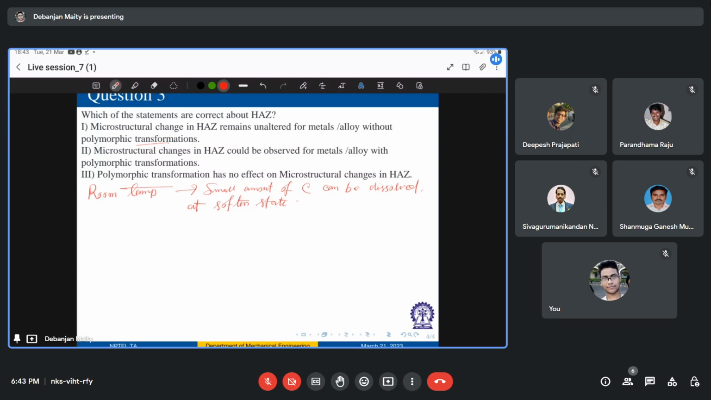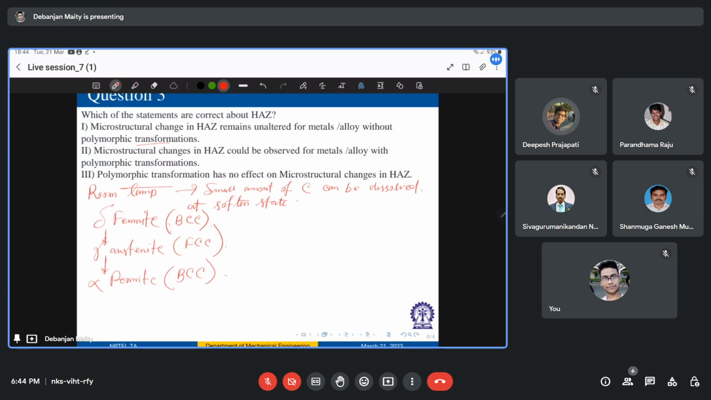So this FCC structure will be back to BCC structure, is it not? Yes. The most important one is delta ferrite. So you have this delta ferrite, then you have this gamma austenite, and then you have this alpha ferrite. Correct, no?